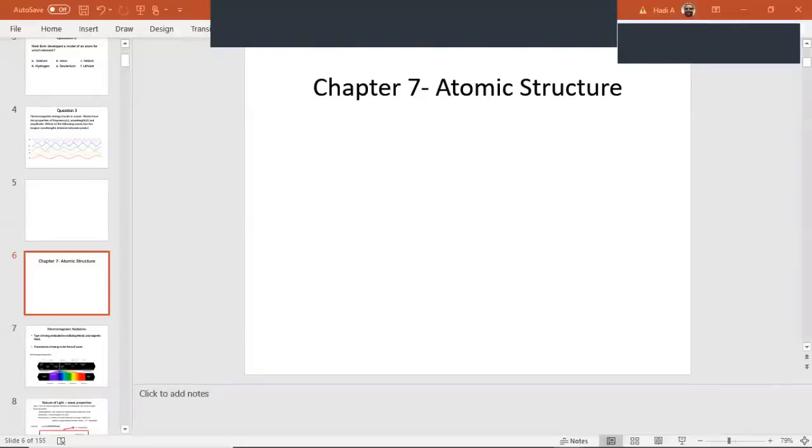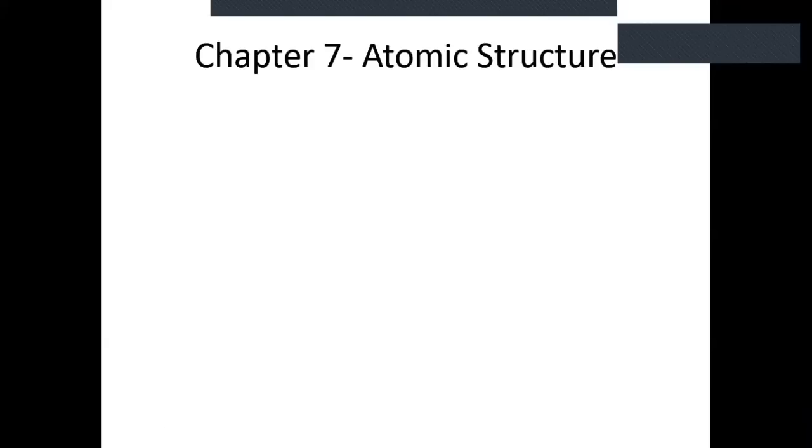Okay, so again, today we're starting atomic structure. And atomic structure deals with, in particular, how electrons behave in the atom. So we'll be talking about wavelength, energy, photons, quantum numbers. So all of this is based on how the electron behaves in the atom.